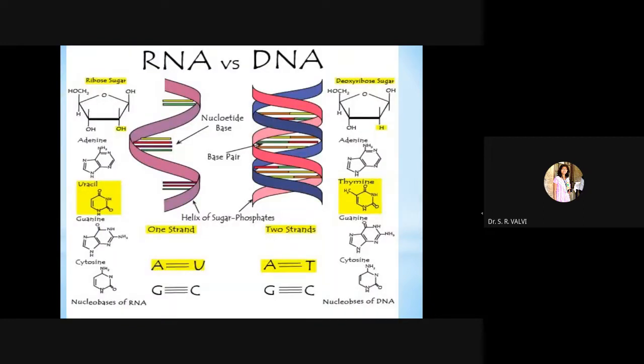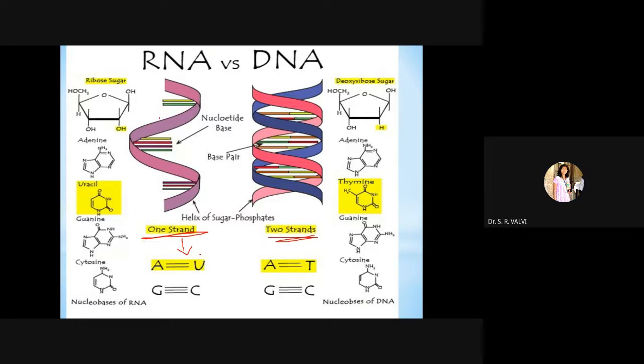Next comes DNA versus RNA. Here see again, as I explained earlier, there are two strands in a DNA and one strand in a RNA. Now see the main difference here: in case of RNA, A is joined with uracil with a double bond.